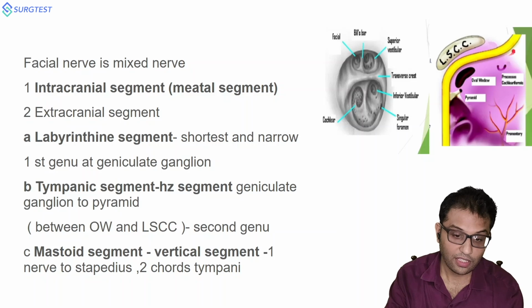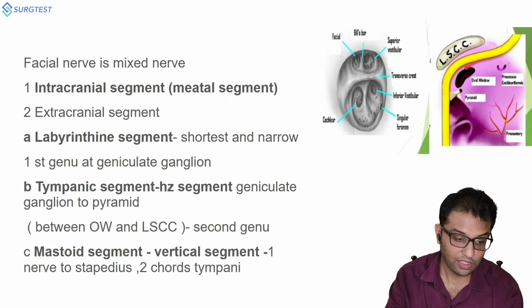It is the shortest and the narrowest segment of the facial nerve, and it comes to the first genu, which is the process cochleariformis. And from the first genu, the process cochleariformis, to the part between the lateral semicircular canal and the oval window, that is the second genu.